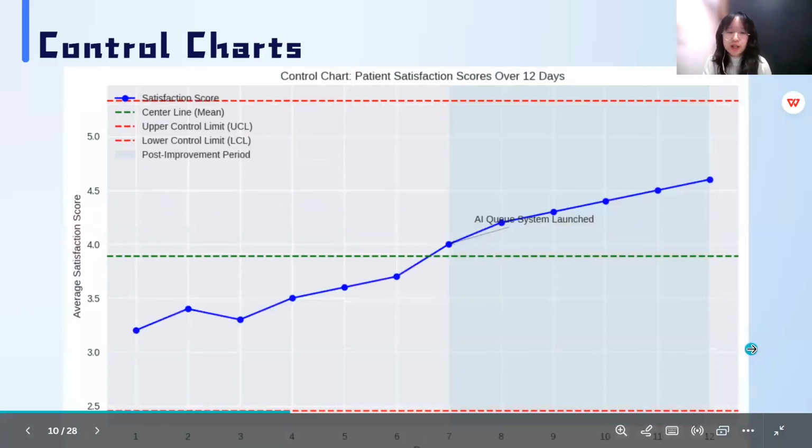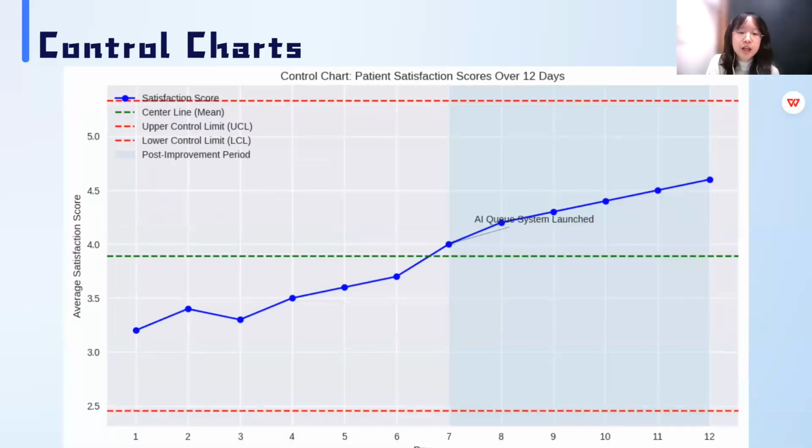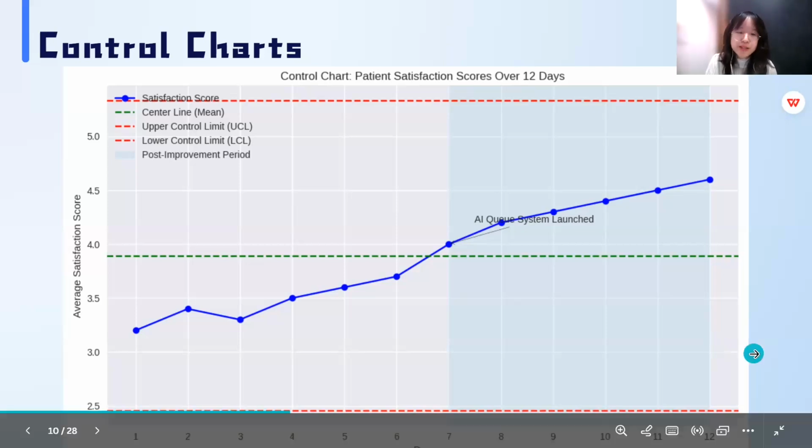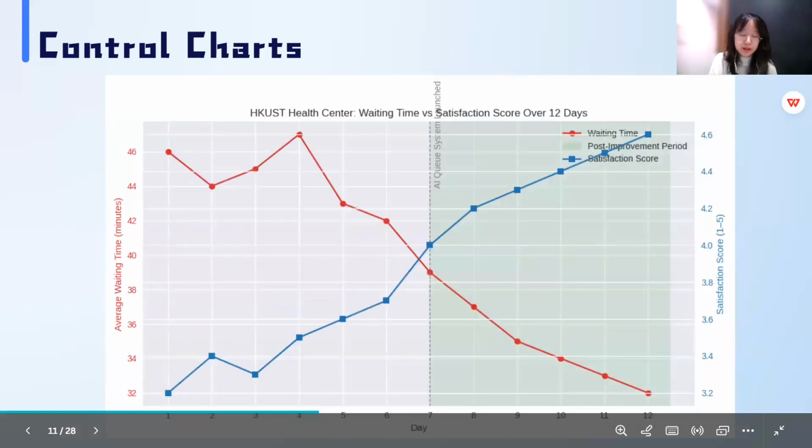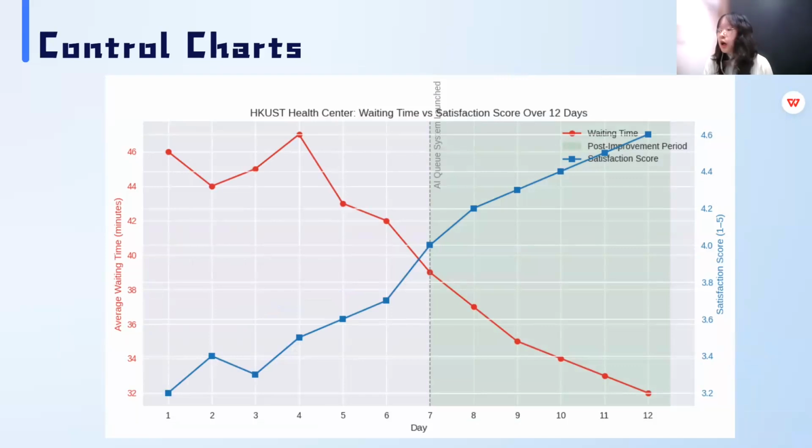Then our second chart shows patient satisfaction scores over 12 days. We can see that the process optimization not only improved efficiency, but also significantly enhanced the patient's experience. Then I combined the two charts into the final chart. It shows our program is impactful.